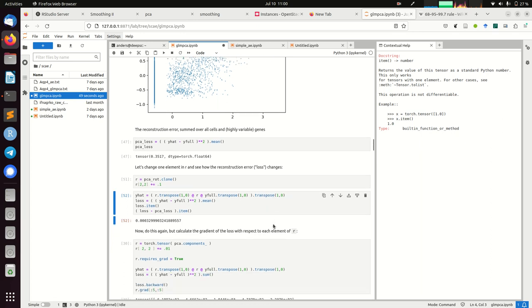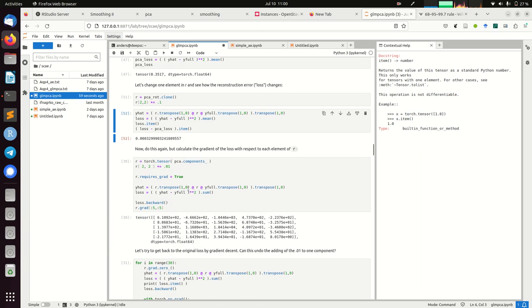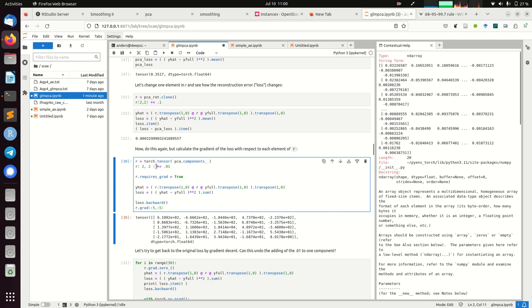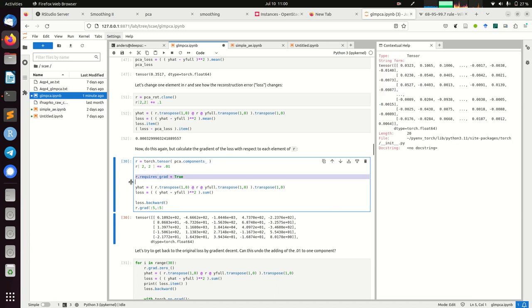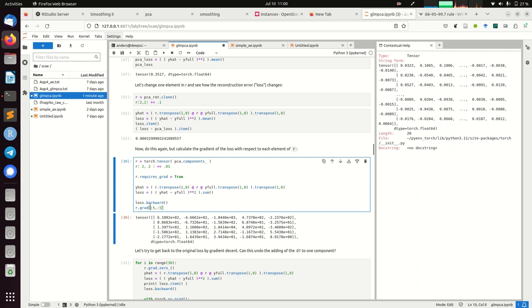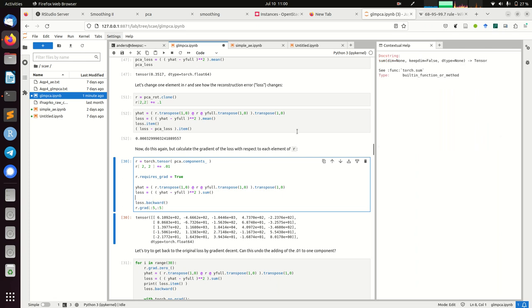And what I do next is I want to see how I can undo this. And now comes the magic of this torch package. It allows for automatic differentiation. So watch what's happening now. I make here my PCA matrix. I make a little change. And now I say I require a gradient for R. And then I again do my calculation. I calculate y hat and I calculate the loss. And then I say loss dot backward. And then I can look at the gradient of R.